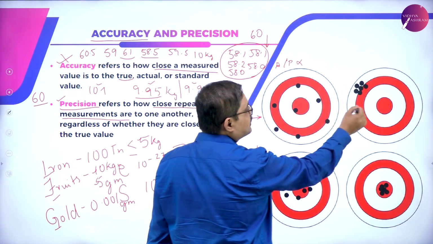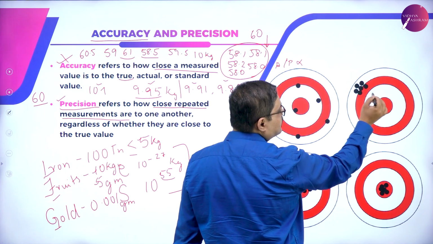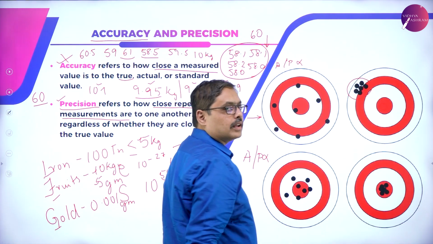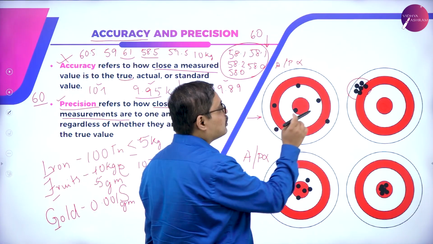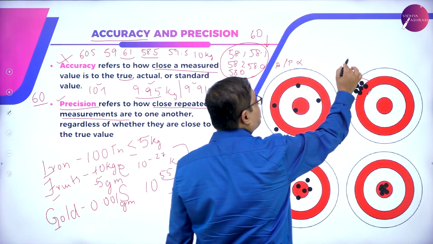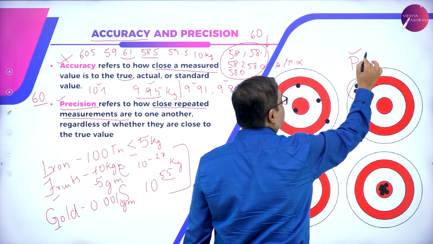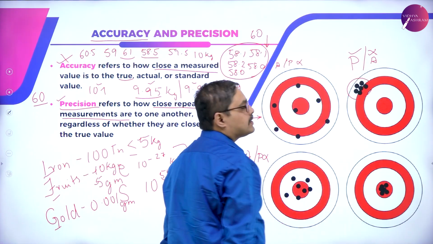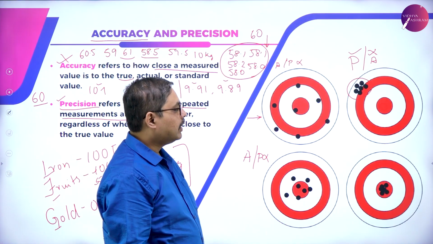See, none of this is near the bullseye. Nothing is near the bullseye. Everything is almost at the end of the board. But all the 7 arrows are placed very close to each other. So this is precise, but it is not accurate. It is precise, but not accurate.